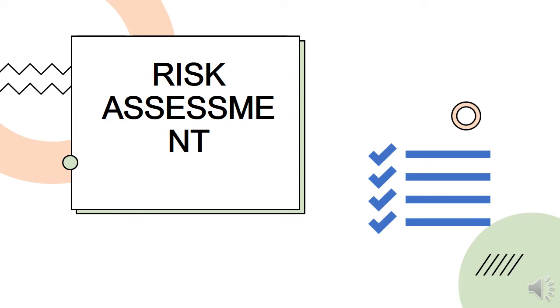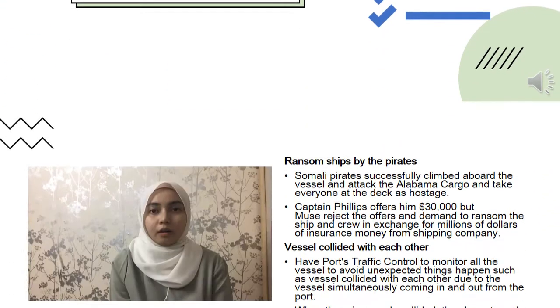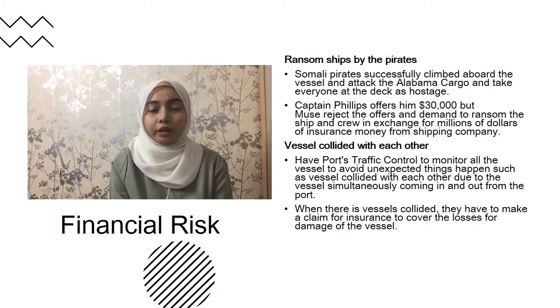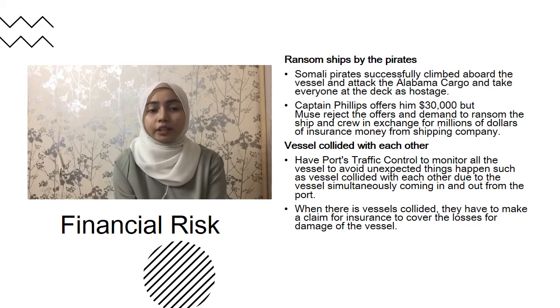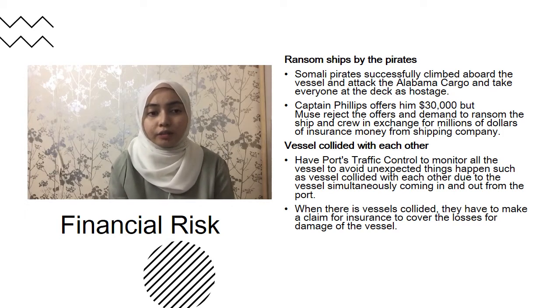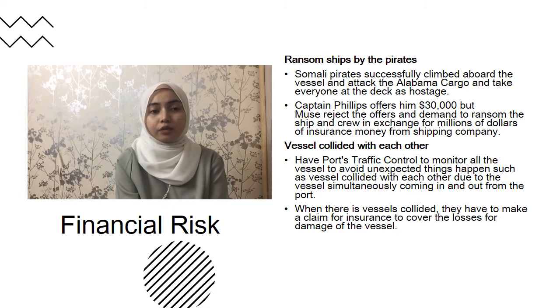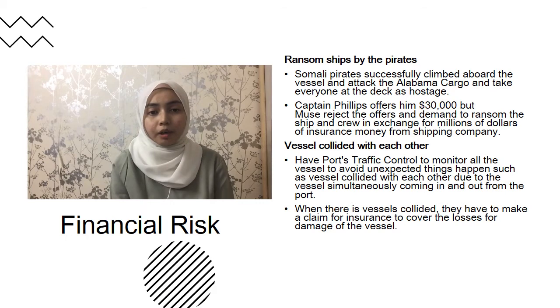This slide we will be talking about the risk assessment. I would like to talk about the financial risk, the first assessment. Under financial risk, there is the ransom of ships by the pirates. When the Somali pirates' first attempt to hijack the Alabama cargo failed, they did not give up and tried again the next day and successfully climbed aboard the vessel. The Alabama cargo was then attacked by a group of Somali pirates and they took everyone on the deck as hostage. They wanted to find the other crews of the Alabama cargo, but Phillips had already told his crew to hide in the engine room and allowed himself to be captured instead.